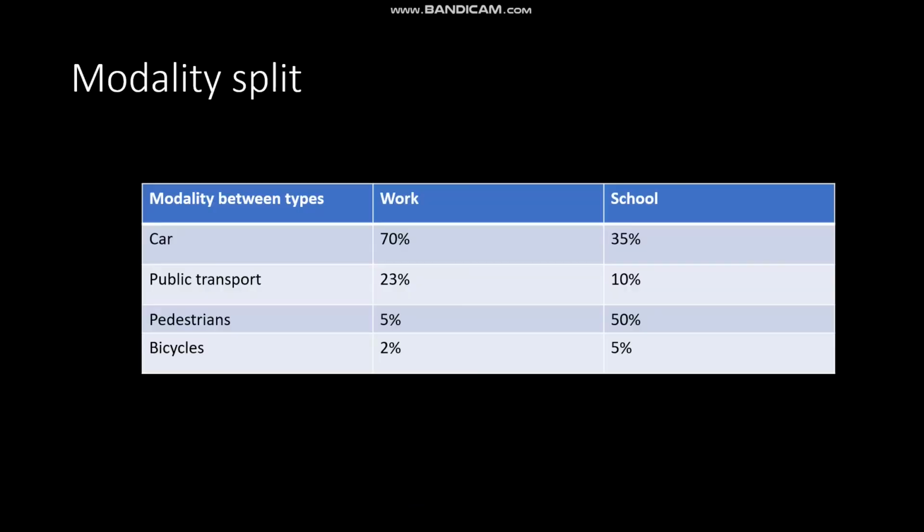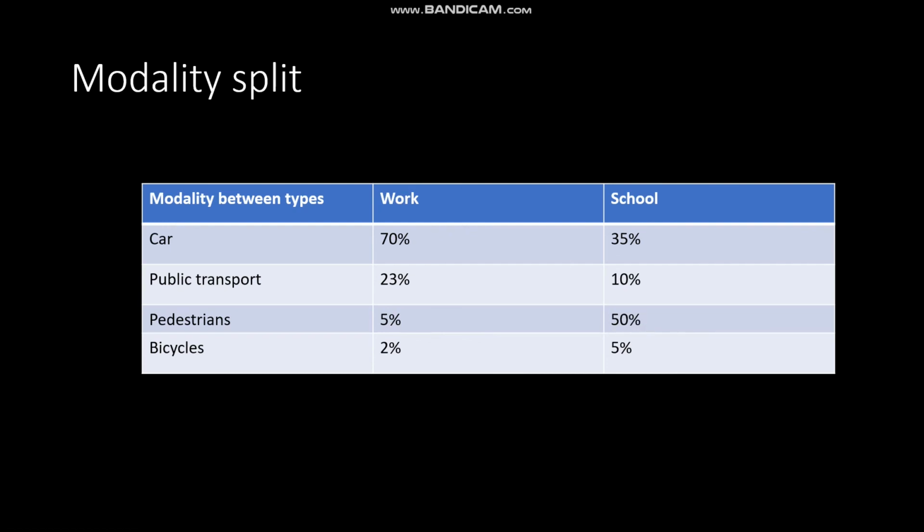And more about the modality split. Here we see a little example, and it's based on statistics. To work, there are 70% of the inhabitants going by car, and to school about 35% of the total commuters. And you see pedestrians or bicycles, those numbers are very low. Pedestrians, about half of the pedestrians will go to school on foot, so that's a very good number.